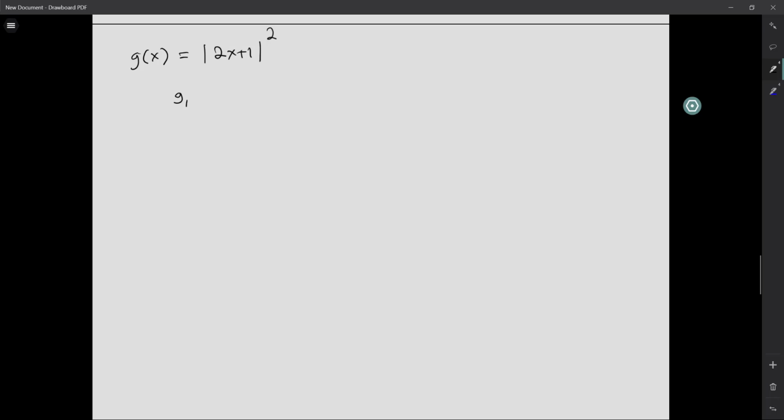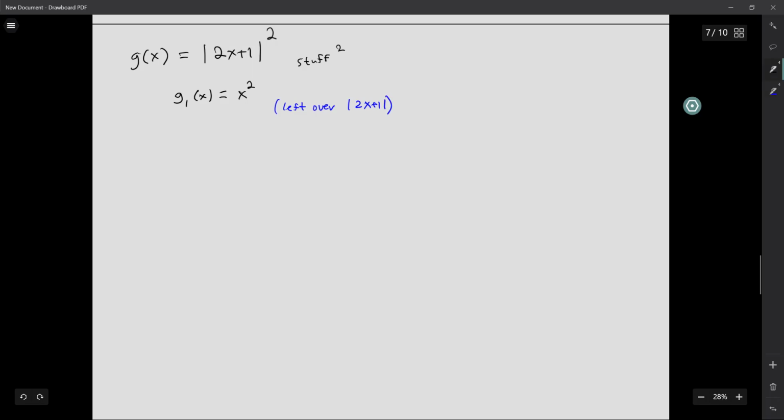But let's say we noticed it in a different order. Let's see. g1 of x, I have stuff squared, right? So one of my functions is going to be x squared, and the stuff that I'm left with is the absolute value of 2x plus 1. So left over, absolute value of 2x plus 1.